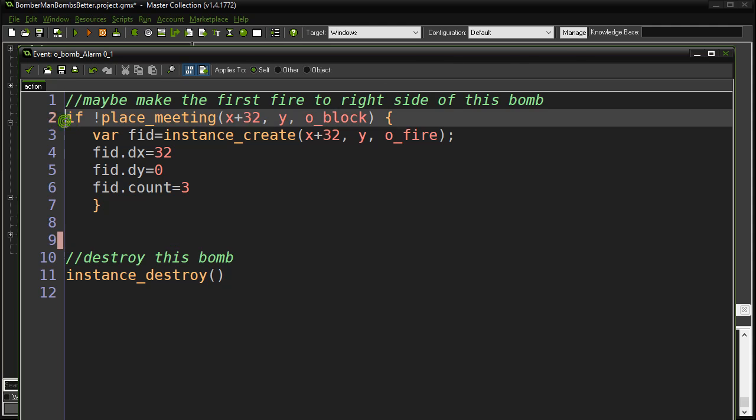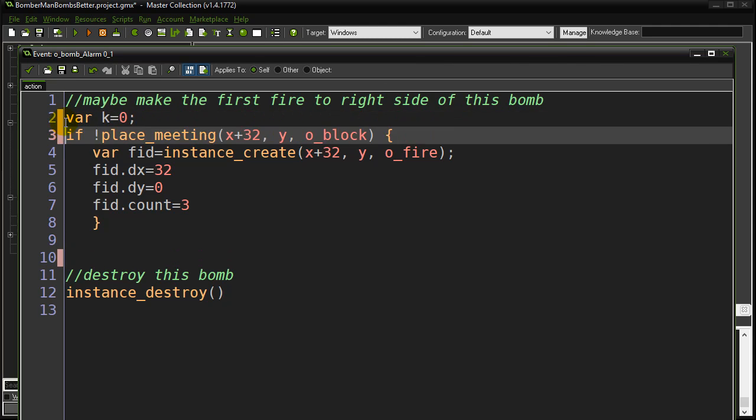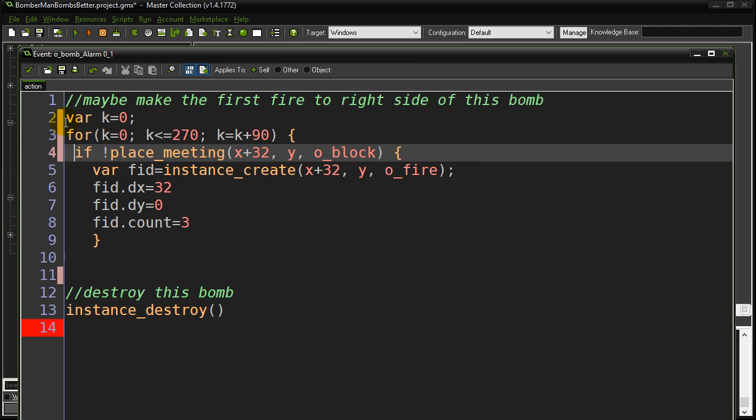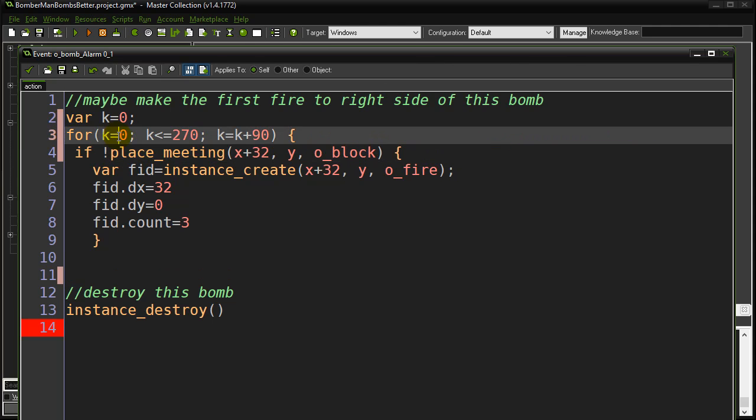And I'm going to do everything inside a for loop. So I'm going to go variable k equals 0. I'm going to make a for loop. I'm going to start k at 0. K is going to keep going up to 270, and I'm going to make my k go up by 90. So what I'm doing here is I want k to represent the angle. I guess I could have called it angle, but I called it k, short typing.